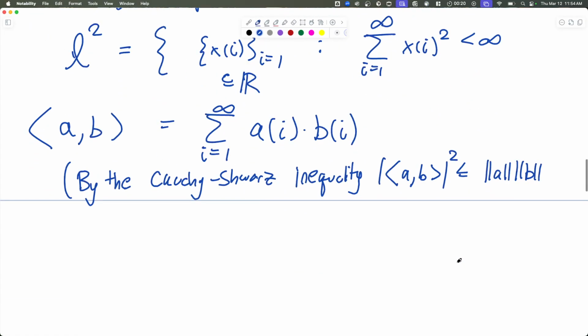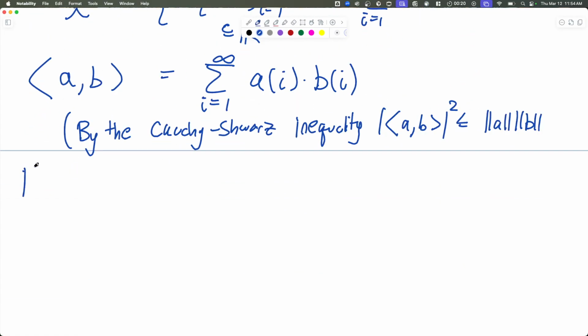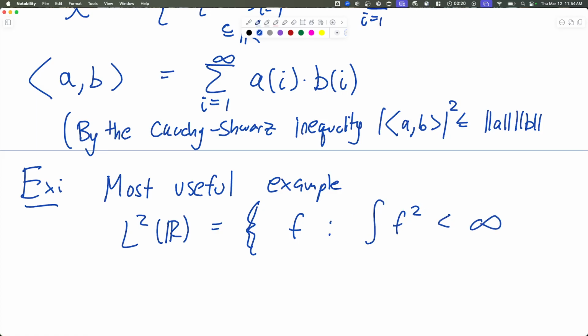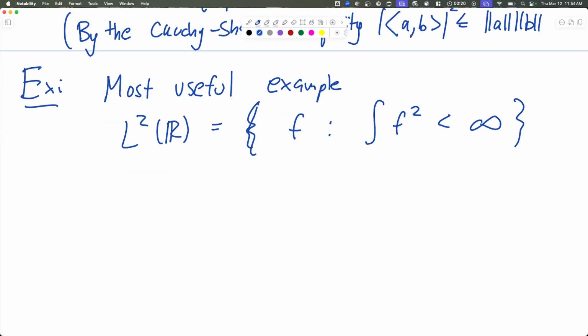The most useful, interesting example is not little L2, but capital L2. So this is the most useful example. This is the function space that everyone will know and use for most things in math. It's the space L2 of R, and that's the set of functions such that the integral of f squared is finite. And the inner product on this space is probably what you can guess it will be.